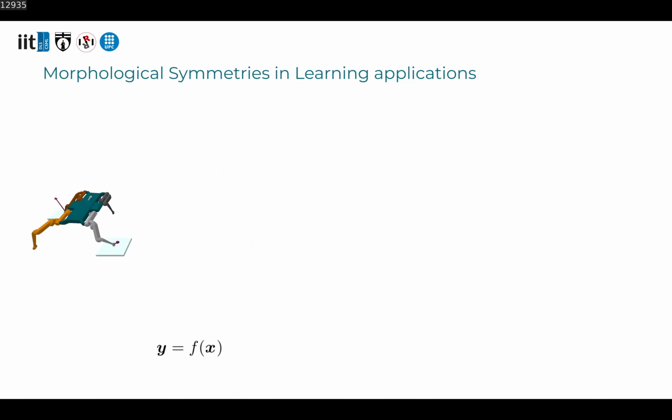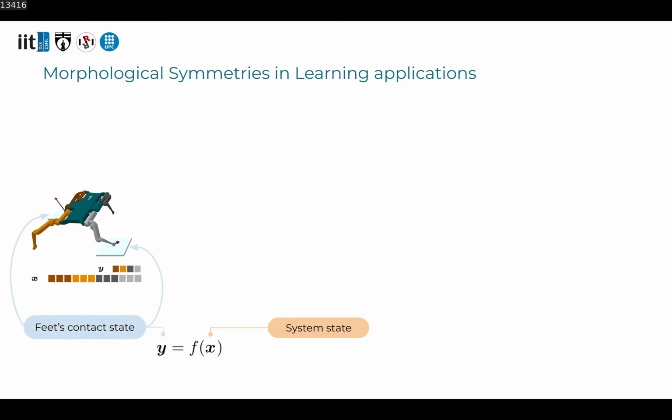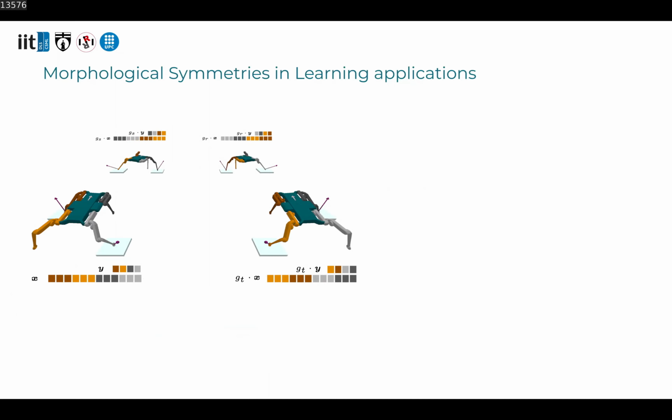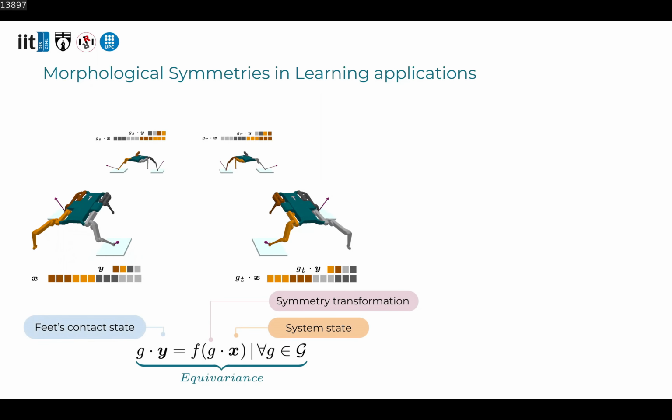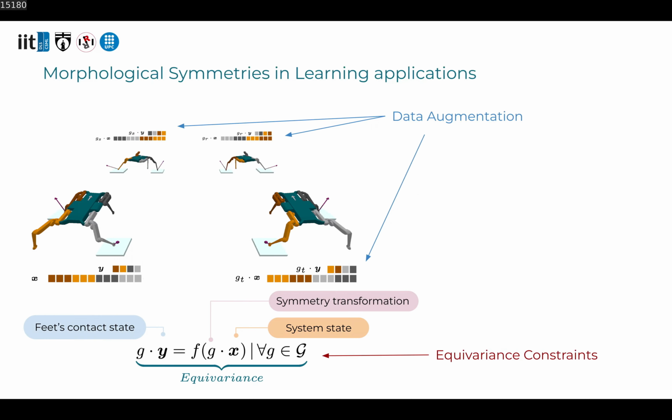Consider the toy example of approximating a function that maps the state of a robotic system to some relevant quantity, such as the contact state of the robot's feet. Because the robot has morphological symmetries, every symmetric state is associated with a symmetric contact state. This property of a function mapping symmetric input elements to symmetric output elements is known as equivariance. This is a highly relevant inductive bias when we desire to approximate such equivariant functions using machine learning models. In these cases, we can exploit symmetries either with data augmentation or through the use of equivariance constraints.